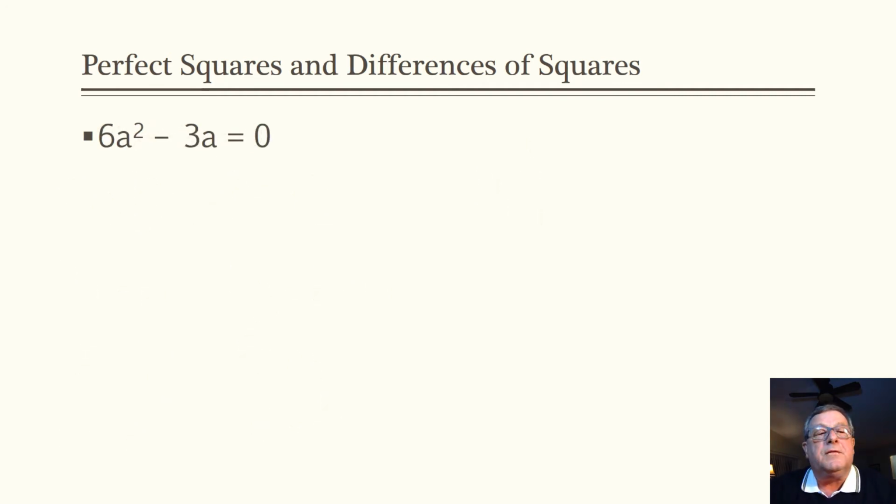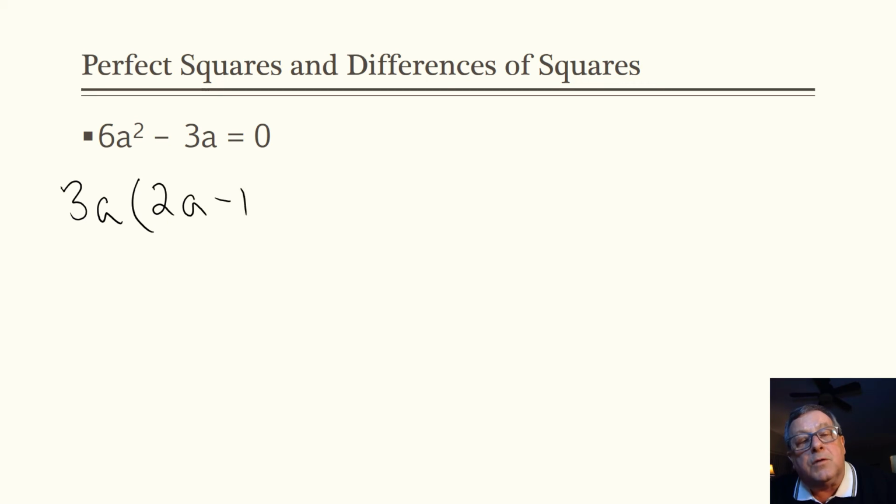And then again, I don't know why this would be in the set of perfect squares and difference of squares. This is really just a greatest common factor problem, kind of like the other one was. We'll probably look at some difference of squares in class because these were not very good examples that we had here in this set in the book. But I've got 6a squared minus 3a. Both 6 and 3 are divisible by 3. That's the greatest common factor. And I've got an a squared and an a. So I'm just going to factor out the greatest common factor of 3a. And then that's going to leave me with 2a minus 1.